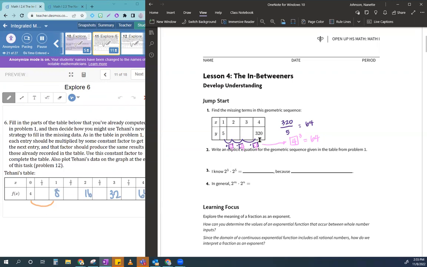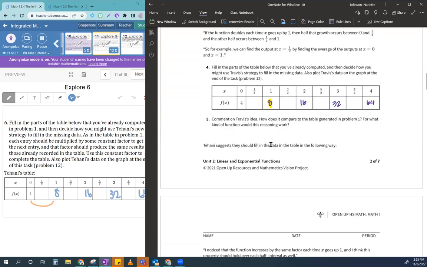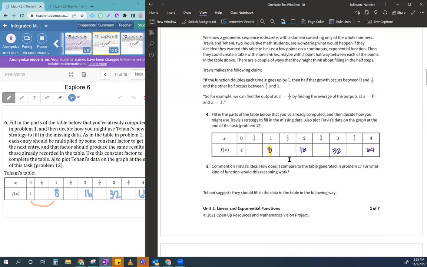So far, so good? Kind of. You guys are almost there. Okay. And if you're frustrated, good, because it means you're about to learn something. So someone said, hey, Ms. Johnson, can we divide 64 by 4? Sure. But that means we're going to take all these jumps.